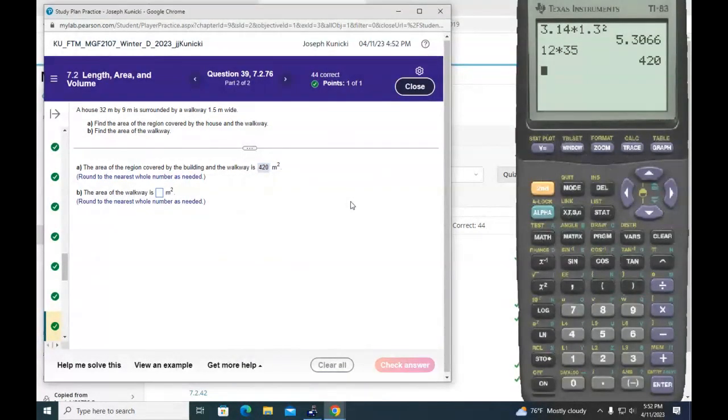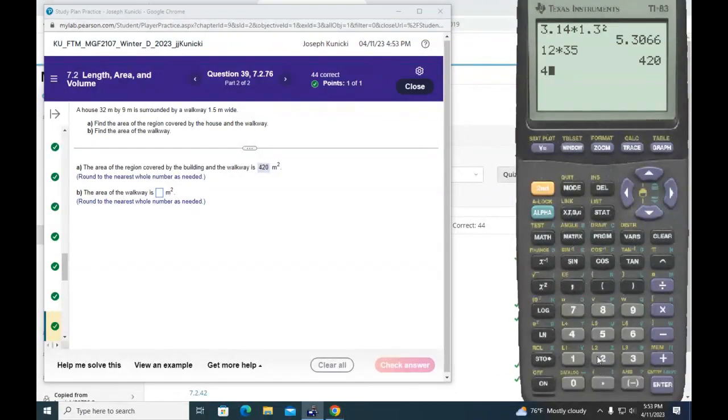Now, they want to know the area of the walkway, the sidewalk. There's a real easy way to do this. Can you reason it out before I tell you? In other words, they want to know this area. It's a subtraction problem. You have the area of the house and then subtract it from it. Yeah, subtract the area of the house from 420.